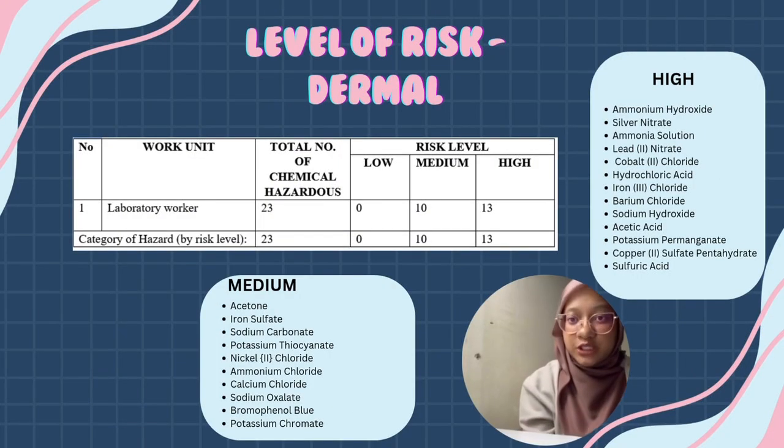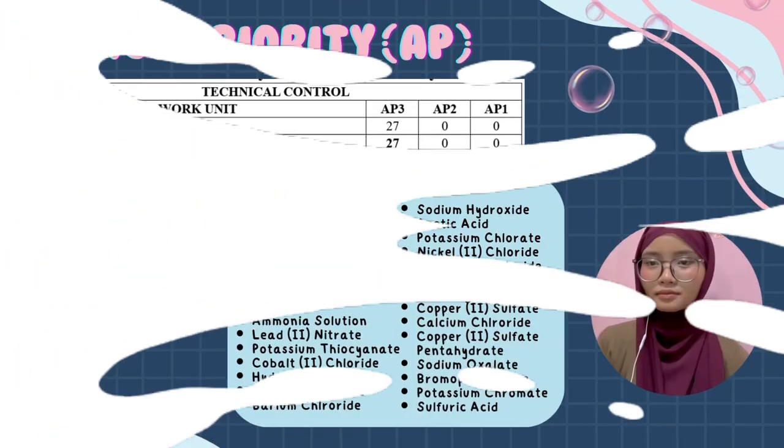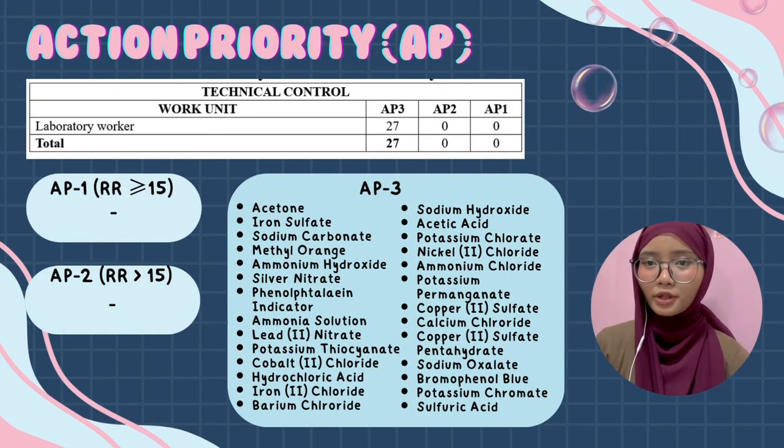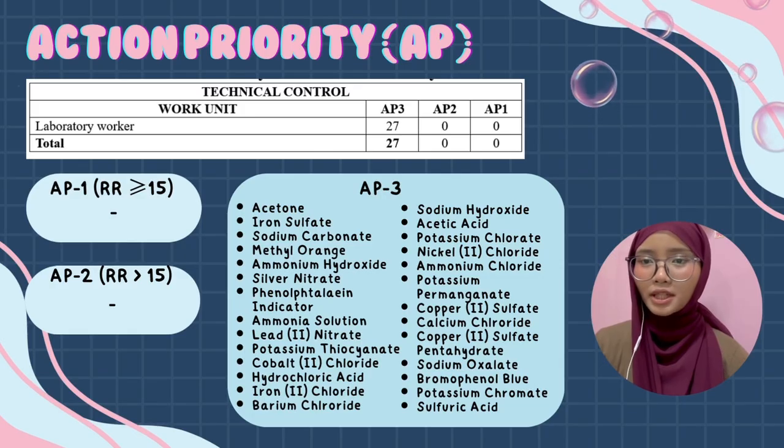For dermal exposure, 33 out of the 31 chemicals that were assessed were identified as posing a dermal risk. Of these, 10 chemicals were classified as medium risk because they may cause skin irritation and acute toxicity. The remaining 13 chemicals were classified as high risk due to their corrosive property, which can cause severe skin and eye damage. Moving on to the action priority for technical controls in Makmal Kimia Am.